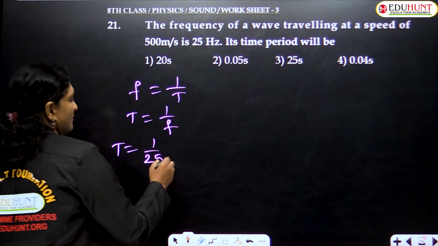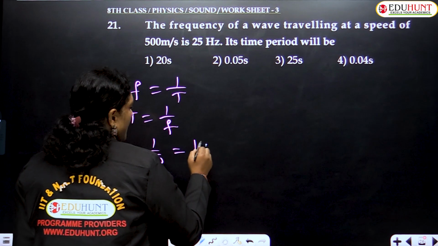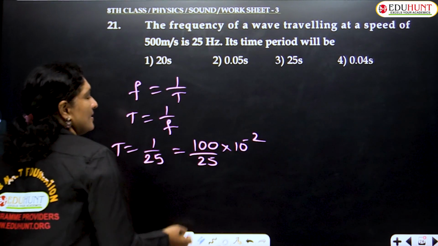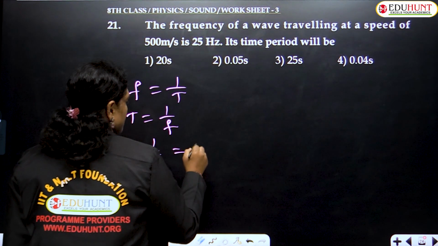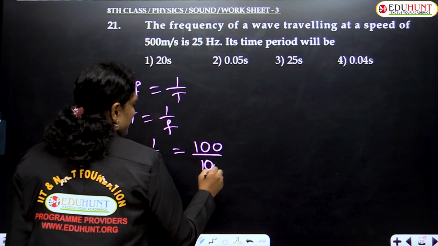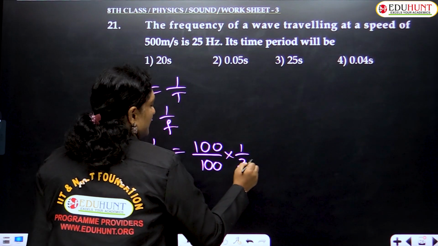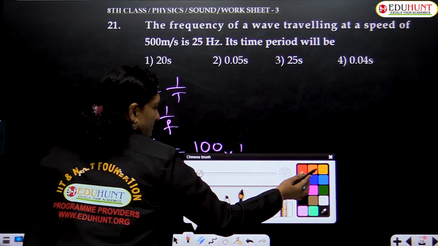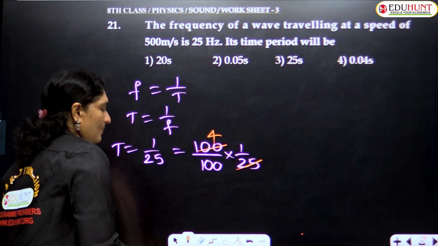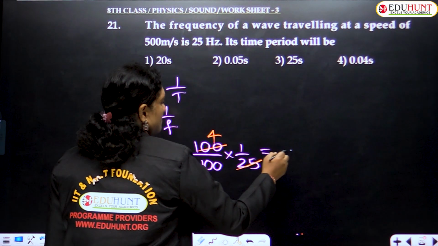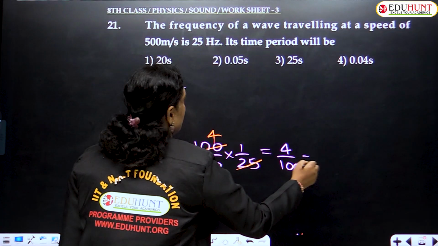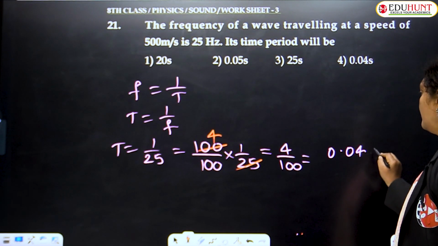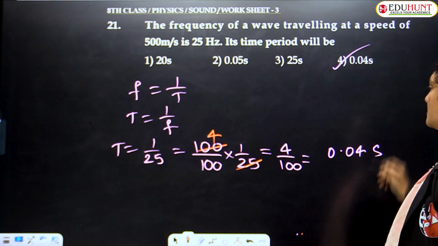So how much is the value of 1 by 25, children? This can be written as 100 upon 25 into 10 power minus 2. I simply divided and multiplied. So 1 by 25, 100 upon 100 is again 1. So this 25 goes 4 times. 4 upon 100 is how much, children? It's found to be 0.04 seconds. Hence, the fourth option must be true.